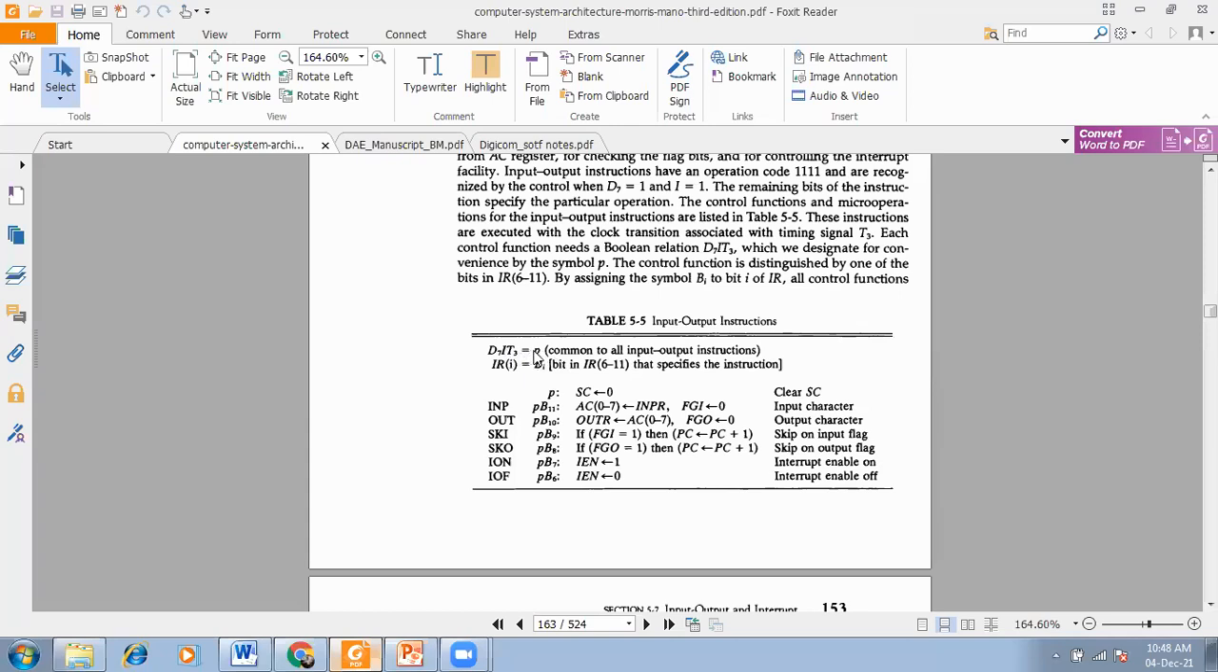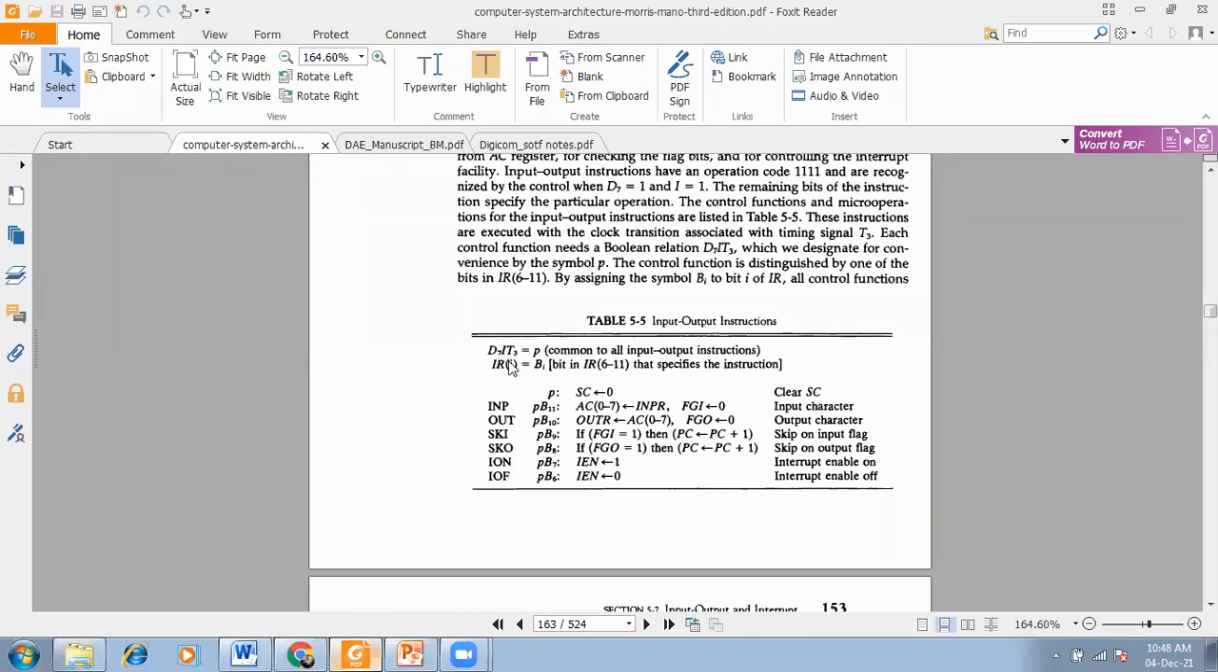You can choose any other letter also. So P is common to all input output instructions, because you know that I should be high and D7 should also be high here. So this is the case.